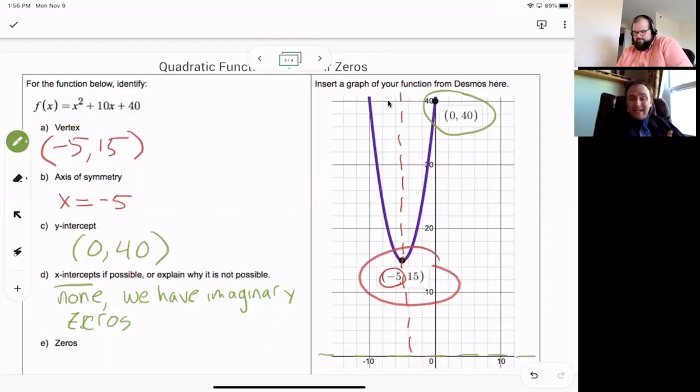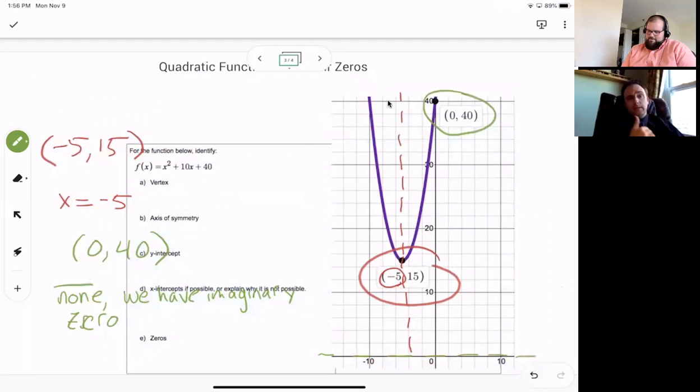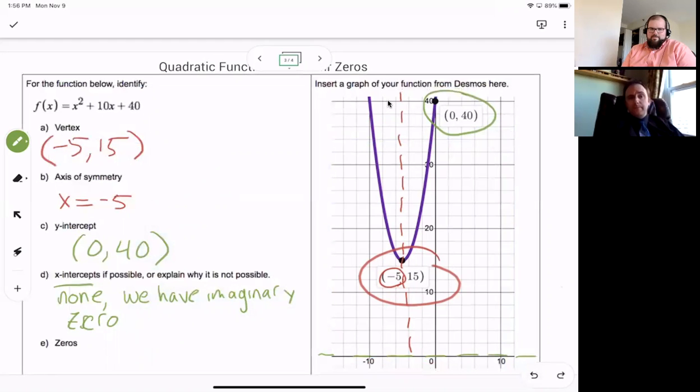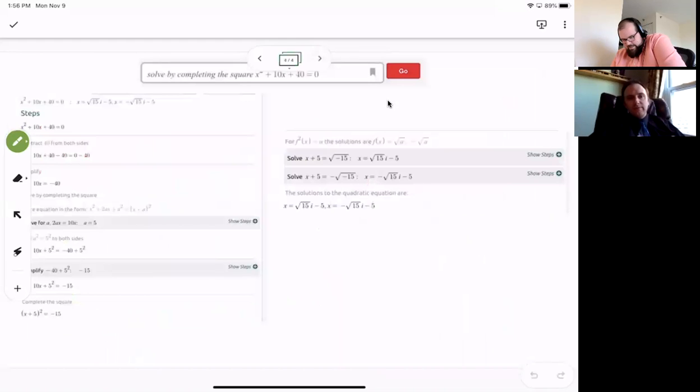Now, in order to find those imaginary zeros, we gave you a website that I have put on my website. It's going to be on the next page for this, but you can use a website to help you figure things out. So when Mr. Carlson clicks to the next page, what I did is I showed you everything I put in. All I put in was what's up in the search box there, solve by completing the square, x squared plus 10x plus 40, and it did all the work for me.